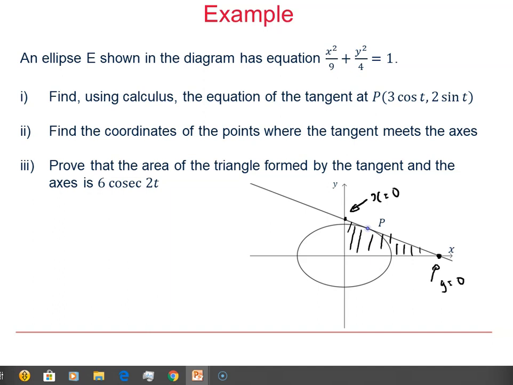So the first part of the question is going to be that standard bit of differentiation to work out the equation of the tangent, having got its derivative to give us the gradient, and then using that equation to find the points, and then a straightforward little bit of calculation of area. But just note we've got to get it into this particular form.